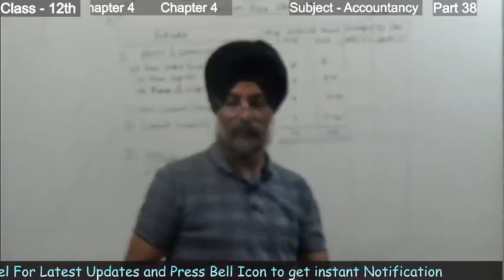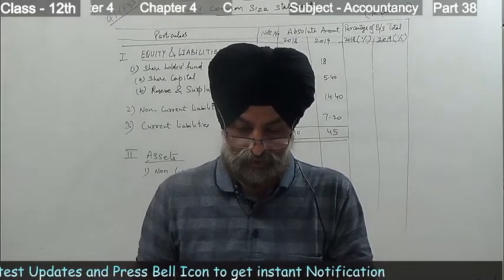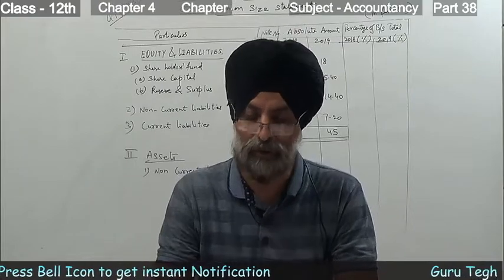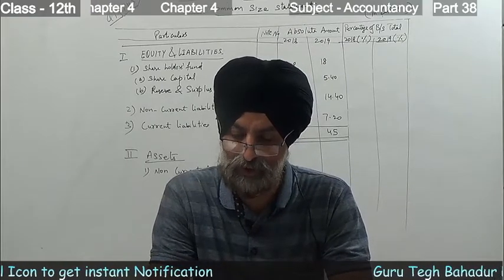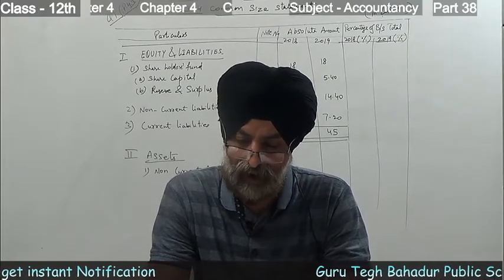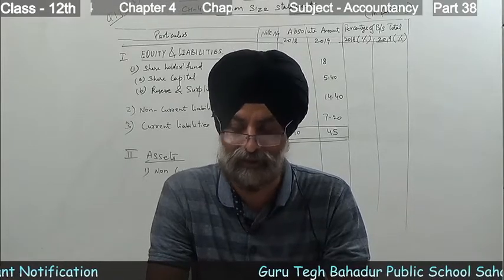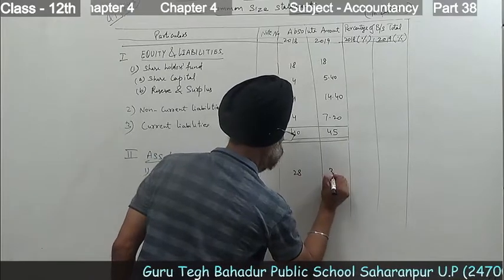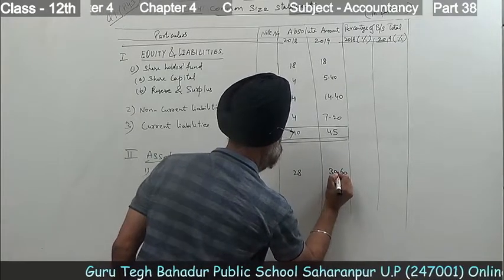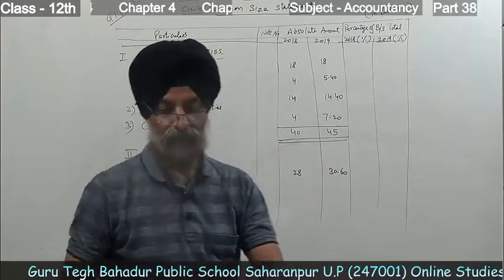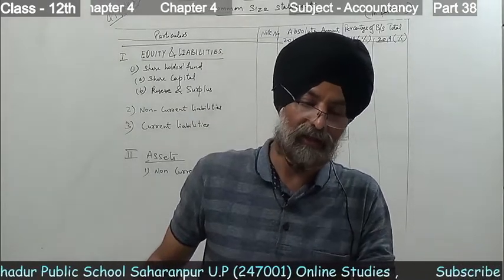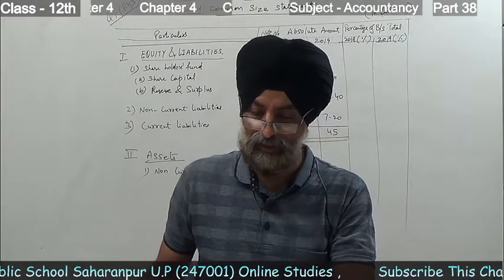In non-current assets, at the end of March 2018, it is given in the question rupees 28 lakh. March 2019, this is 30 lakh 60,000. And next, last head of this asset side, that is current assets.